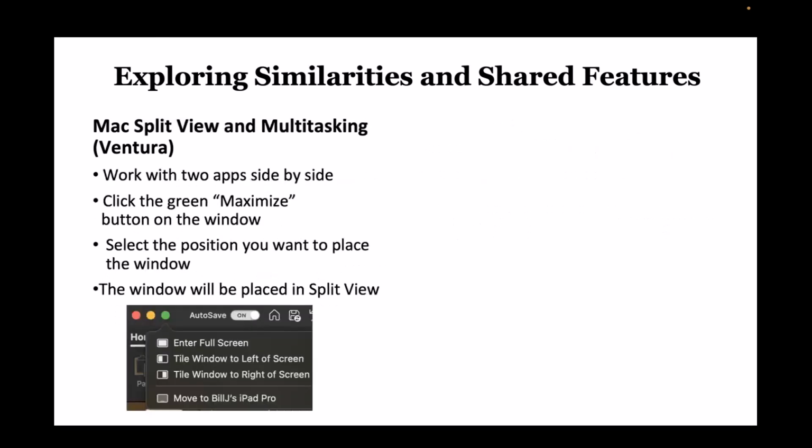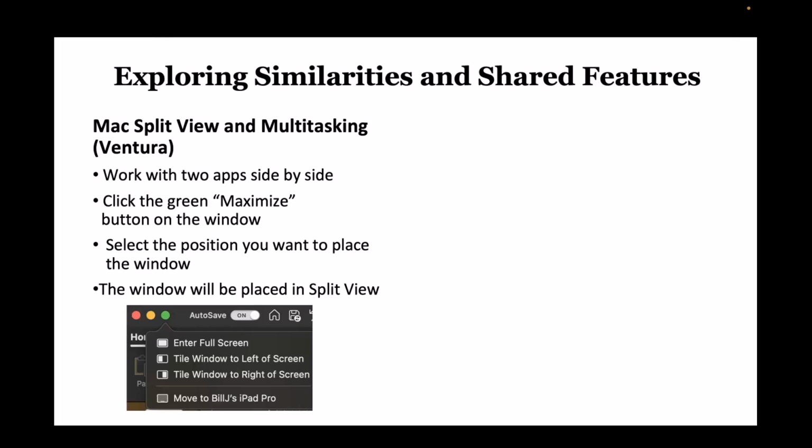If you want to split view and multitask with your Mac, you can work with two apps side by side. You do so by clicking the green Maximize button on the window, and then you select the position to place your window, and the window will then place in split screen.